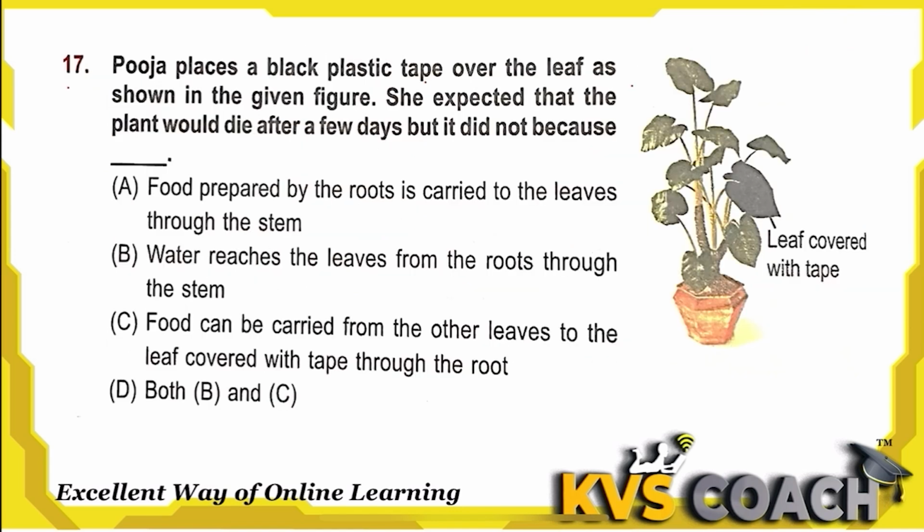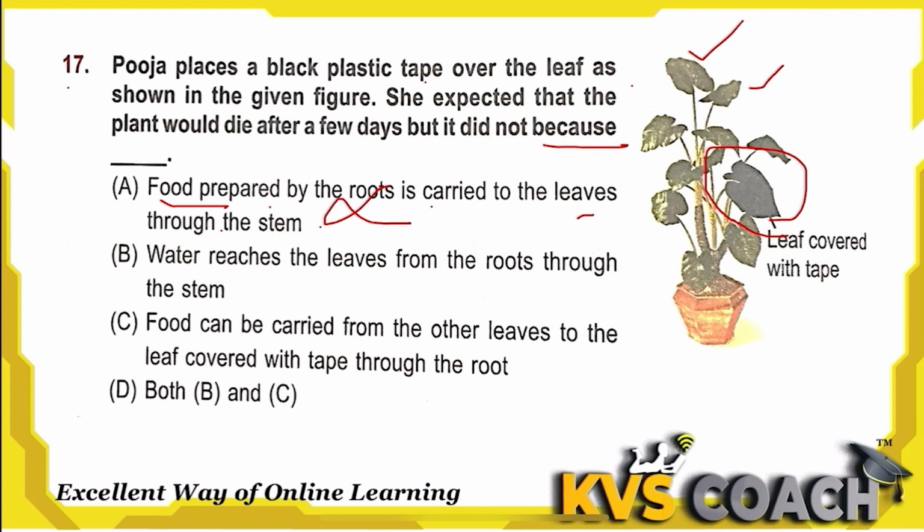Question 17 is, Pooja placed a black plastic tape over the leaf. Here is the leaf where she placed black plastic tape. She expected that the plant would die after a few days, but it did not because... Let's check options. A. Food prepared by roots is carried to leaves through the stem. Wrong. Food is prepared by leaves only, so that it is transported by the stem to the other parts of the plant.